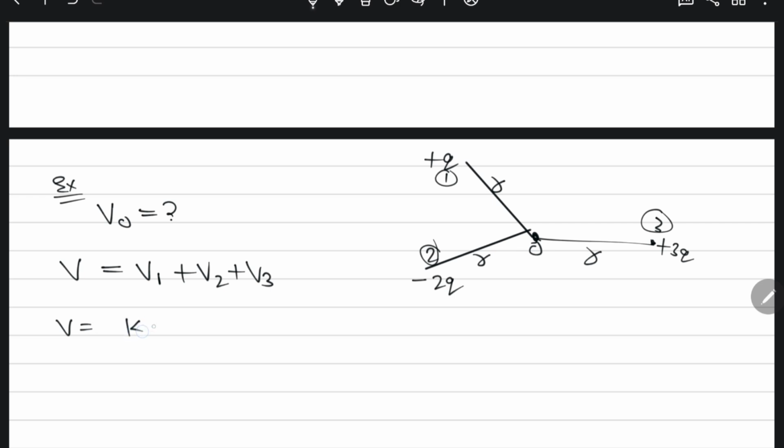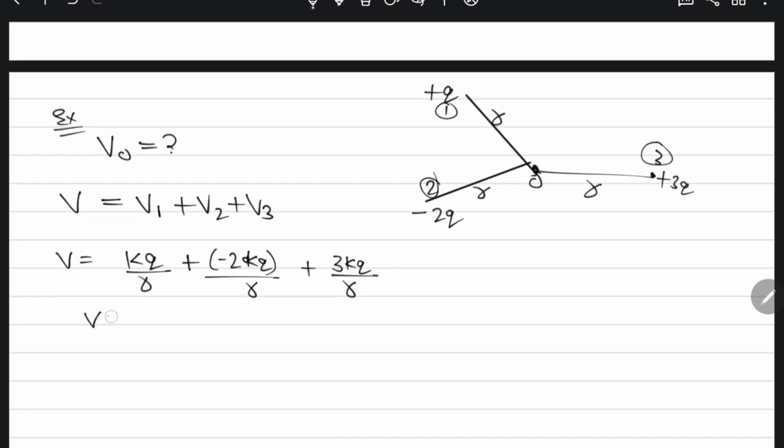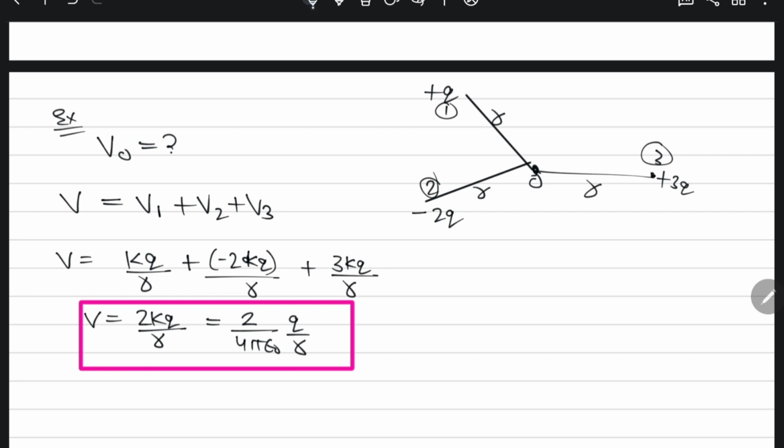So kq by r plus minus 2kq by r plus 3kq by r. So this comes out to be 2kq by r. So this is 2 upon 4 pi epsilon naught q by r. So this is our electric potential.